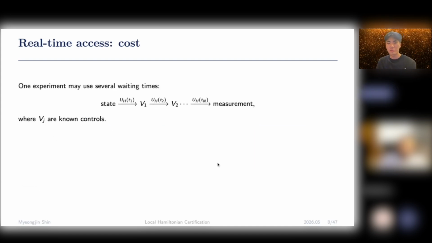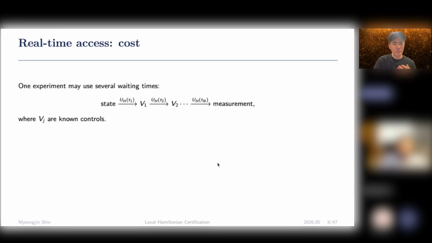So what do we mean by control? And how are we going to tell whether we learn the Hamiltonian efficiently or not? So I'm going to explain what control is in those Hamiltonian learning or certification tasks and explain about the cost.